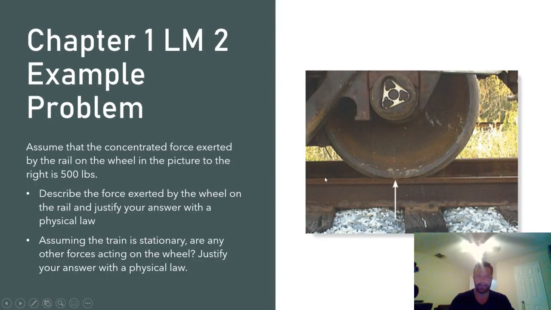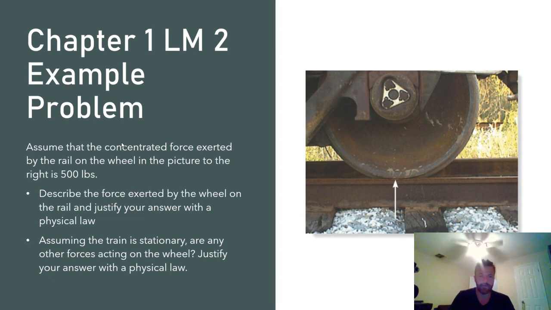So let's go back to this example of the train wheel on the train track. Sorry, I wish I had better examples, but since I'm kind of starting late, I have to take some figures from the book in order to do this. So let's assume that the concentrated force, just as a recollection, what concentrated force means is although this force is exerted over an area, we're modeling it as being exerted at a single point. So let's assume that the force that's exerted by the rail on the wheel, pointing in the upwards direction, is 500 pounds.